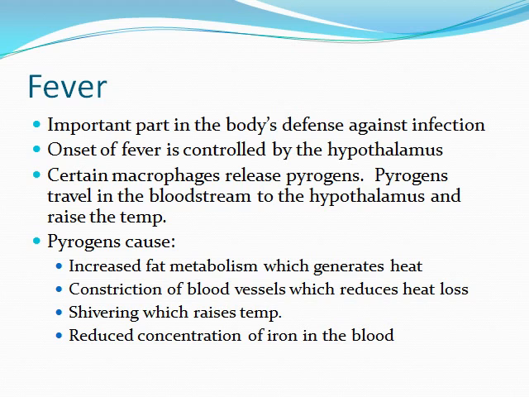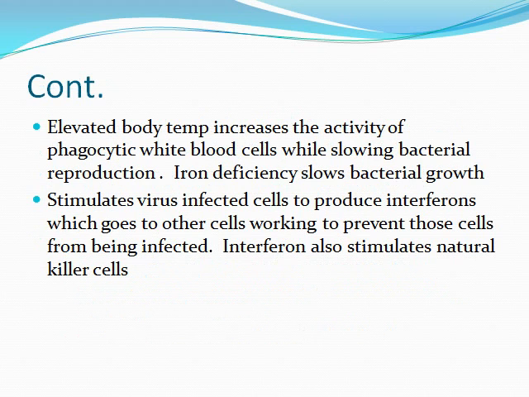The pyrogens cause an increased fat metabolism, and that generates some heat in the body. Your blood vessels constrict, which reduces heat loss. So again, you're working to heat the body up. Shivering can happen when you're sick, and that shivering raises body temperature. And then you have a reduced concentration of iron in the blood. And you'll remember that iron is a limiting nutrient for bacteria, so an iron deficiency is actually going to work to slow the growth of bacteria.